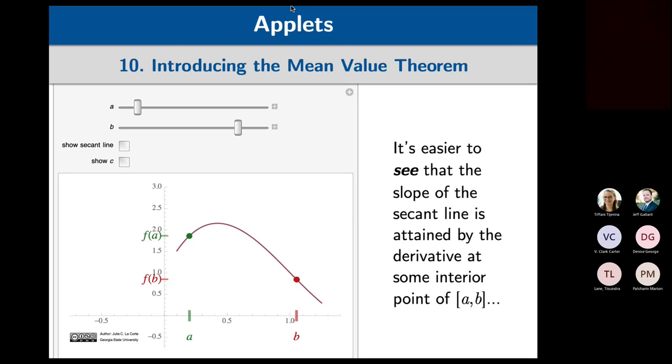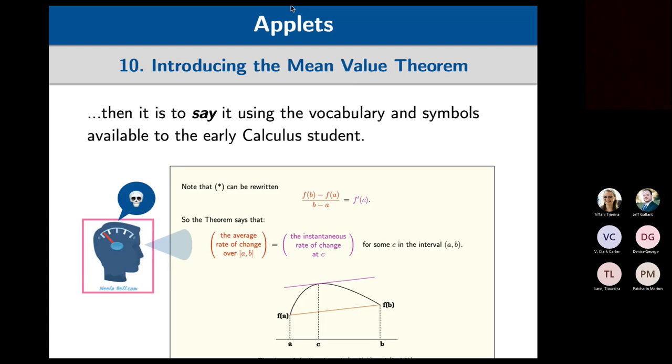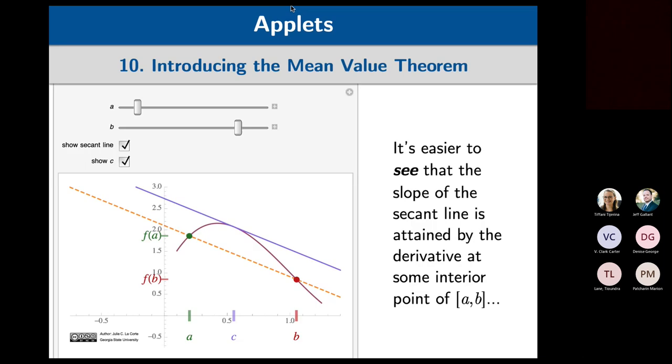If there's a theme to this presentation, I guess it's reducing the students' cognitive load. It's easier to see what the mean value theorem has to say about secant lines and tangent lines than it is to say it in the language and symbols available to the average calculus one student. Saying the average rate of change over the interval is equal to the instantaneous, you've already lost them.